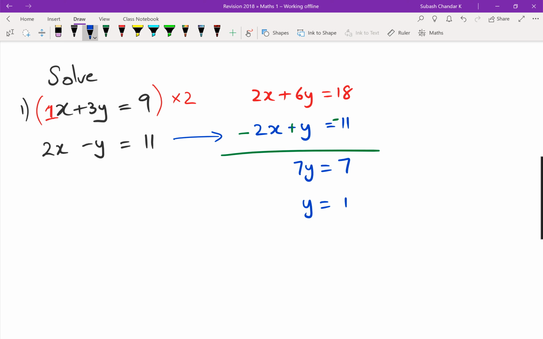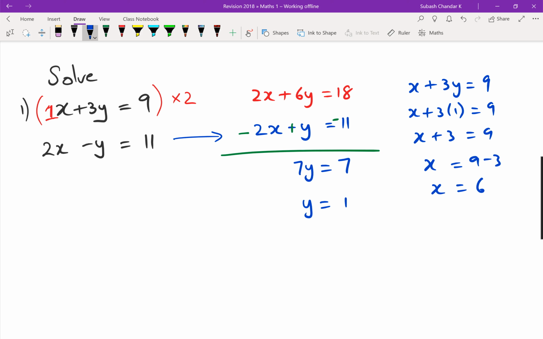And then if y equals 1, you go back to the original equation. You got x plus 3y equals 9. Substitute y as 1. And you got x plus 3 equals 9. x equals 9 minus 3. And x equals 6. Now you can't guess and check for this, guys. You have to actually show some sort of working out for this.